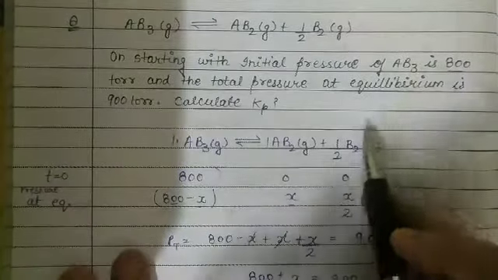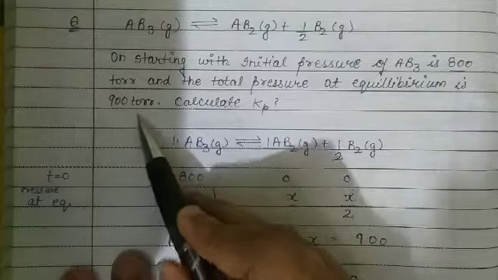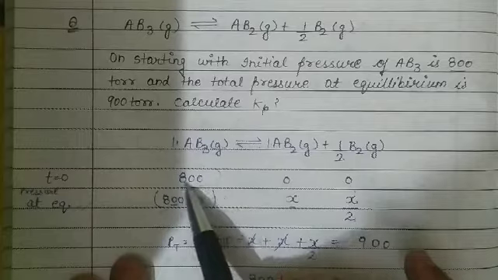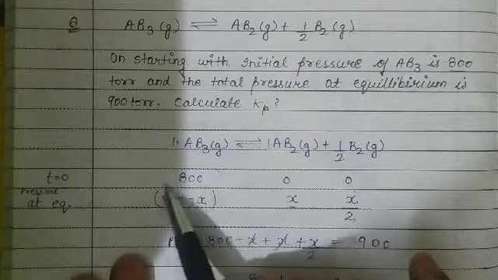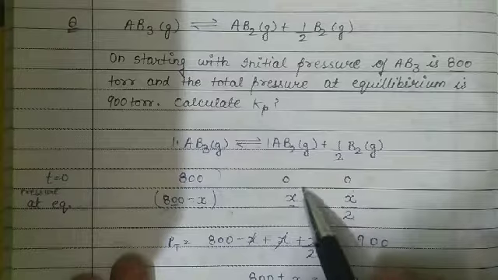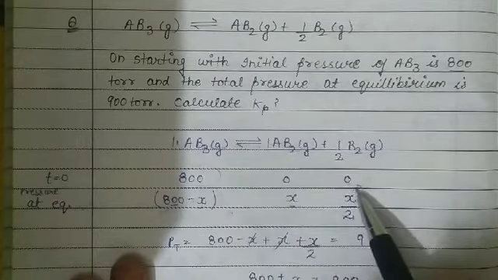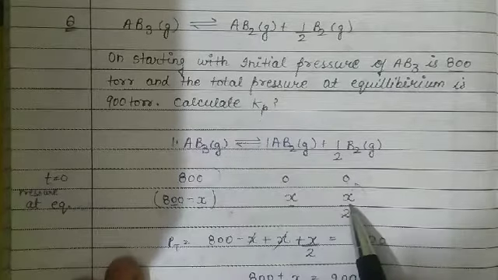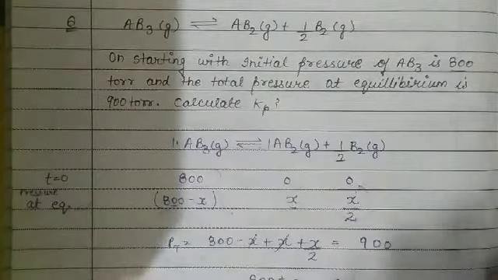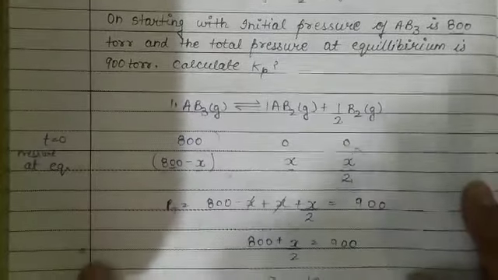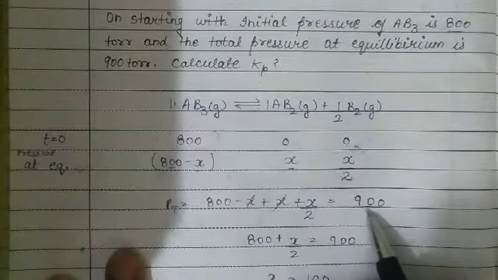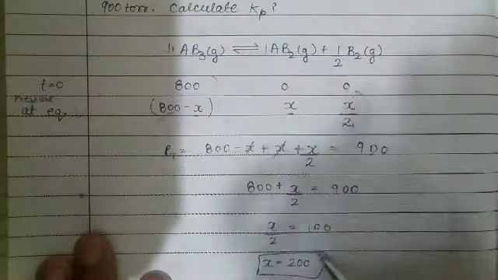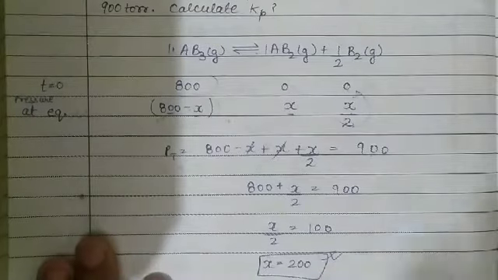And also total pressure at equilibrium is given, which is 900 torr. So total pressure, as we can see that in the mixture at equilibrium there is pressure of AB3 also remaining, pressure of AB2 is also present, and pressure of B2 is also present. So total pressure will be equal to pressure of this plus pressure of this plus pressure of this, which is equal to 900. Now on solving, when equating it to total pressure, we get the value of x. So the value of x we get equal to 200.